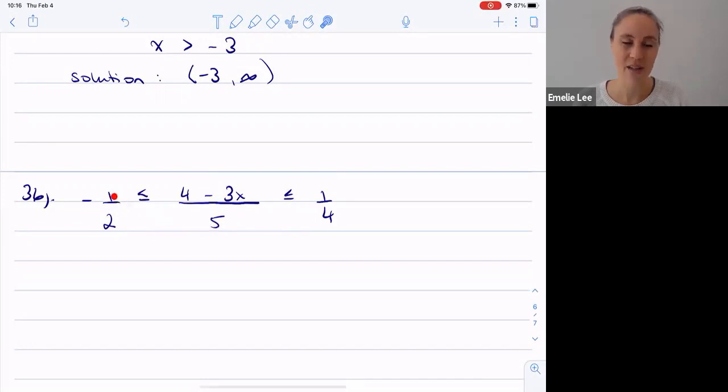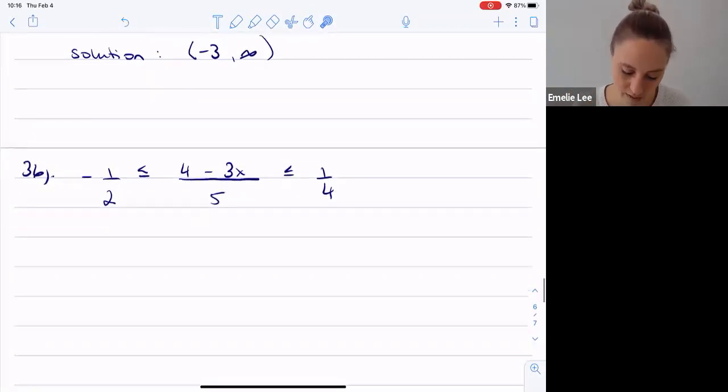Now, you have to do it to both sides simultaneously. So you're going to multiply both sides, or I guess all three regions, by 5. Then you're going to subtract 4 from all three regions. Then you're going to divide by negative 3 from all three regions, making sure that you switch the sign. Okay. So let's do it.